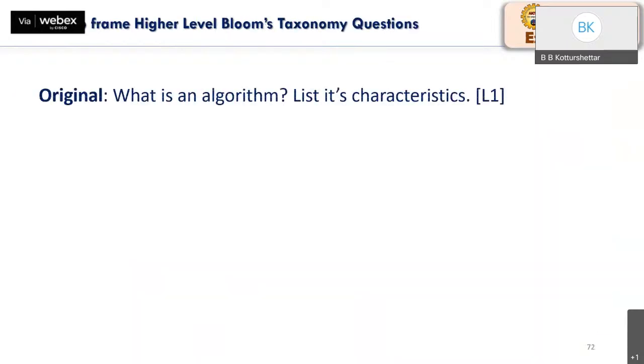Okay, quickly, how to frame higher level Bloom's taxonomy questions. So here is a question. What is an algorithm? List its characteristics. It is at level 1. Now, how can I take it to the next level? Or is it possible to take it to the next level? If so, how?